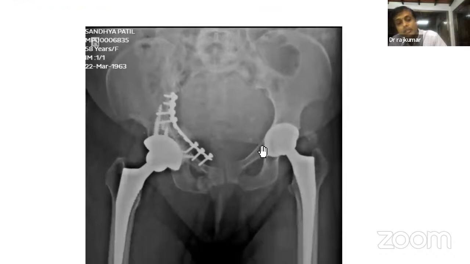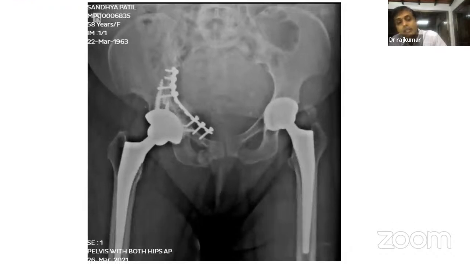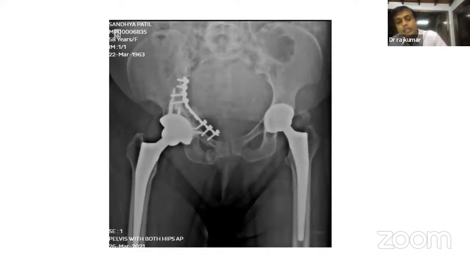Helps really a lot. So see, another thing is, whenever you are using a highly porous cup like that, remember to load the patient. Unless you load, bone will not grow.